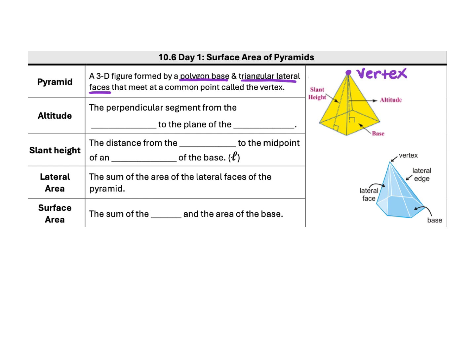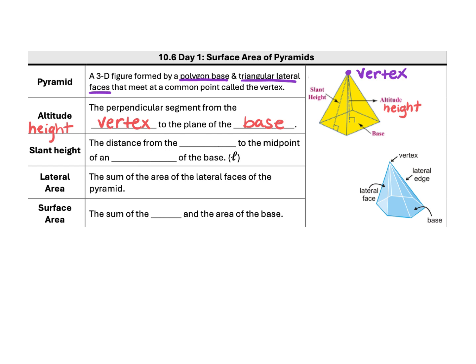The altitude of the pyramid is the perpendicular segment from the vertex to the plane of the base. The altitude is also called the height. Those two words can be used interchangeably. So let's also label this altitude as height. It's that perpendicular distance from the vertex of the pyramid down to the base. So how tall it is.